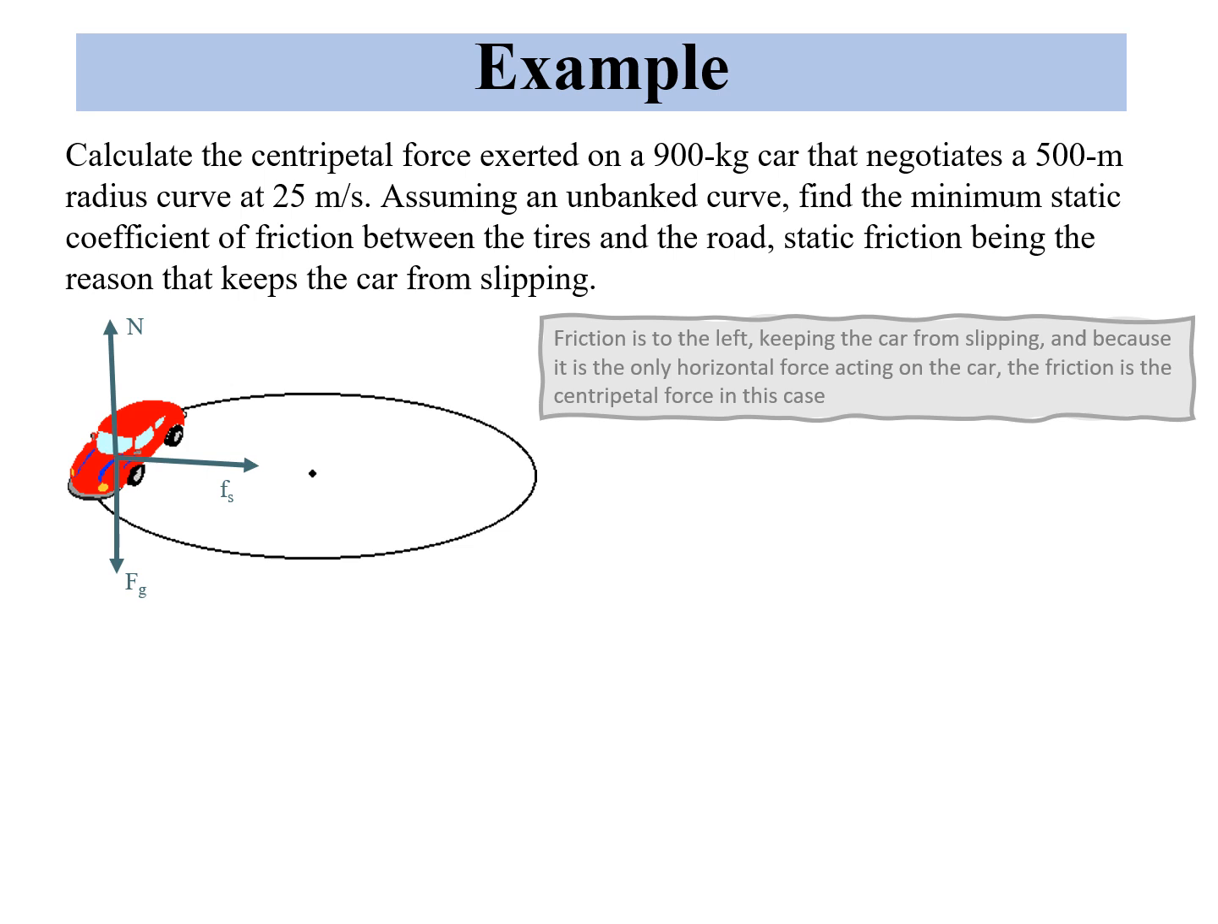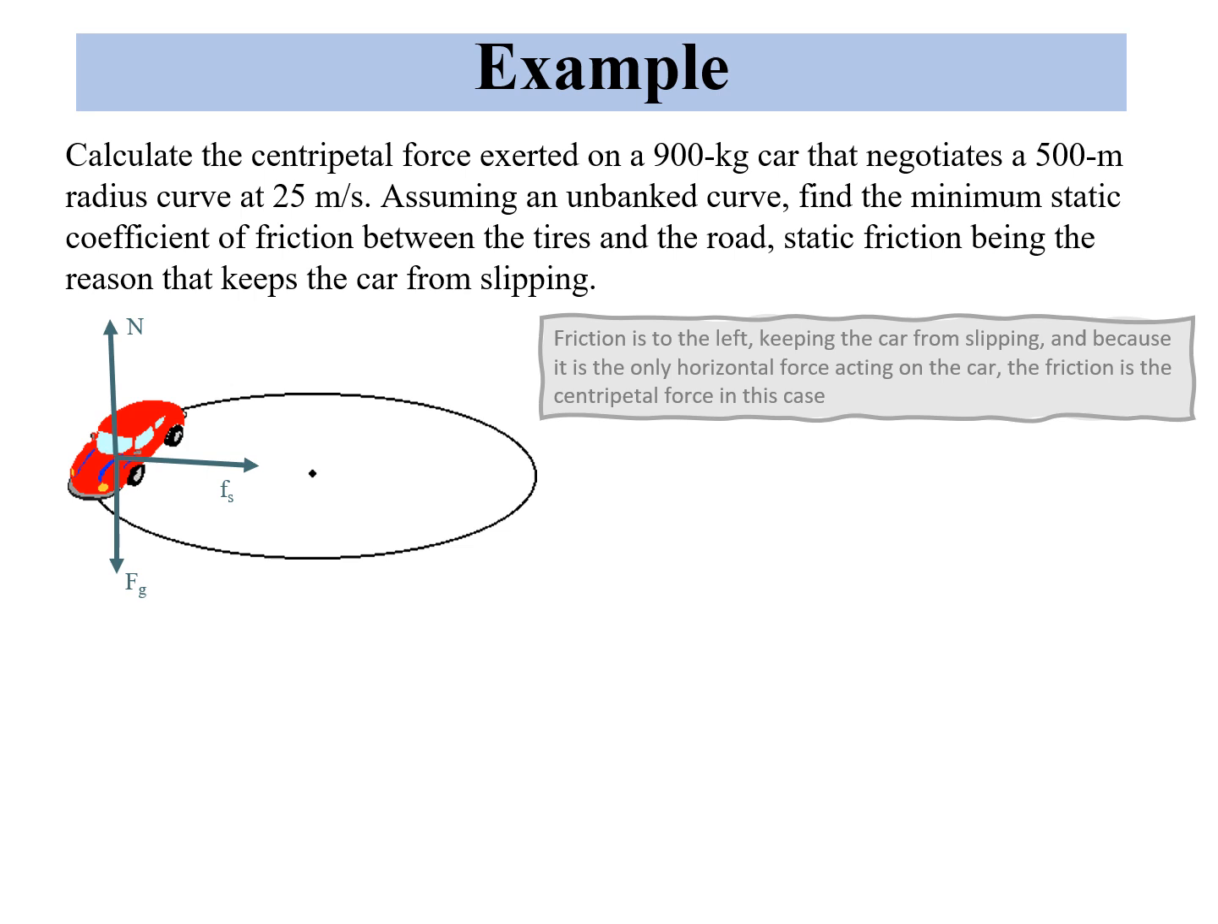Let's look at another example. It says calculate the centripetal force exerted on a 900 kilogram car that negotiates a 500 meter radius curve at a speed of 25 meters per second. Assuming an unbanked curve, find the minimum static coefficient of friction between the tires and the road. Static friction is the reason that keeps the car from slipping.